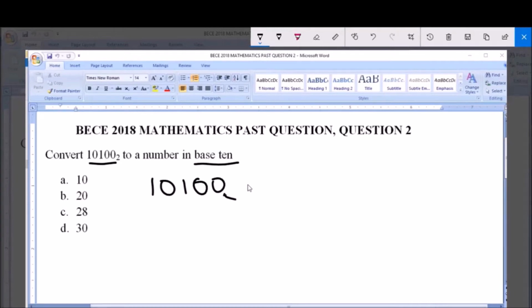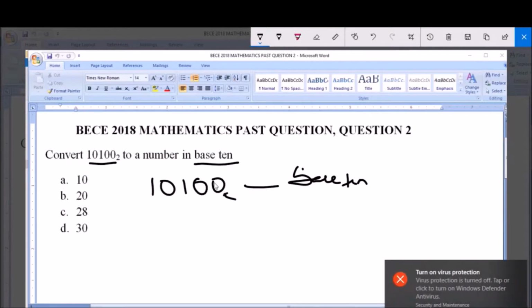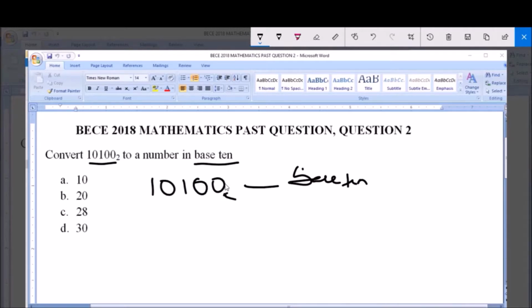Now for us to convert any number to base 10, we must understand the principle, because you can actually convert from any base to base 10, and there's a particular method of calculation you need to follow. Now we are given a number in base 2. To convert this number to base 10, we must ensure that we give each digit a power. And when you're giving them power, you start with 0.